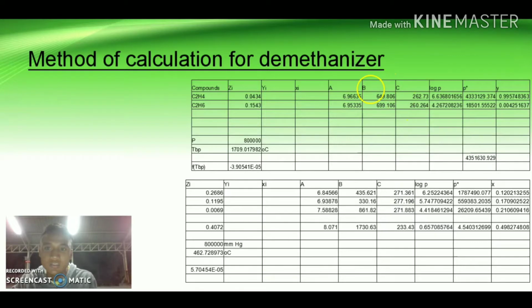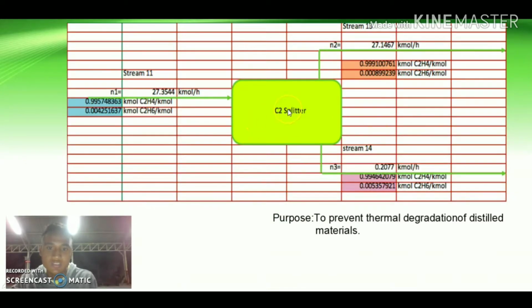So this is how I calculate for the demethanizer. First, for C2H4 and C2H6, I use TBP, while for the other components, I use TDP. And this ABC is the Antoine's constants, which we can find from the internet. So this is the constant that I use to calculate the TBP and TDP, and then to get the further calculation.